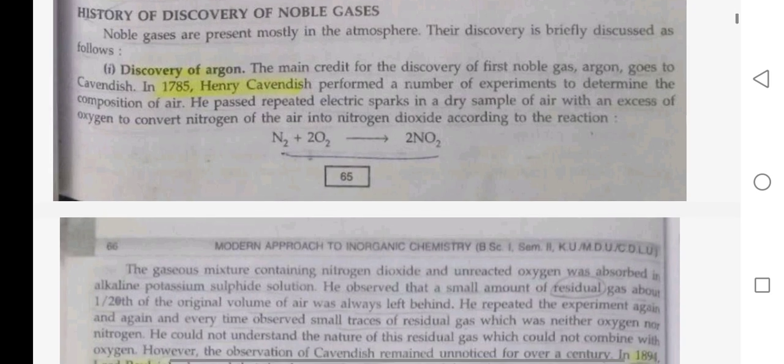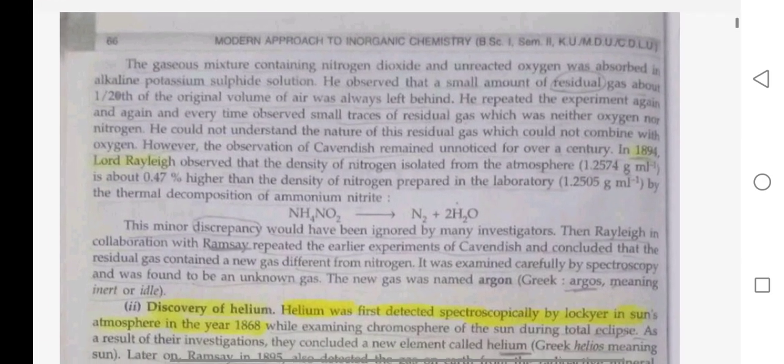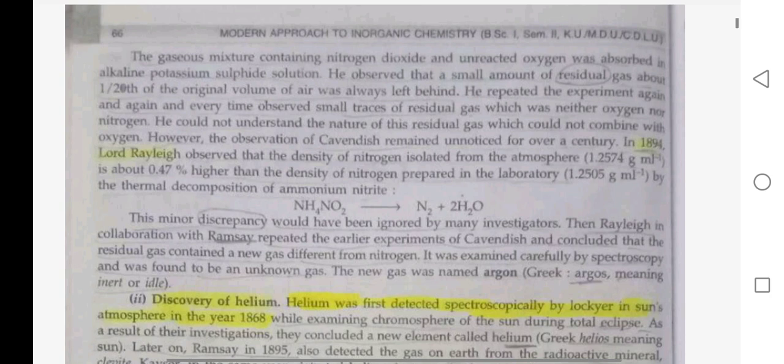Discovery of argon. The main credit for the discovery of the noble gas argon goes to Cavendish. In 1785, Henry Cavendish performed a number of experiments to determine the composition of air. He passed repeated electric sparks in a dry sample of air with an excess of oxygen to convert nitrogen of the air into nitrogen dioxide according to the reaction N2 + 2O2 → 2NO2. The gaseous mixture containing nitrogen dioxide and unreacted oxygen was absorbed in alkaline potassium sulfide solution.